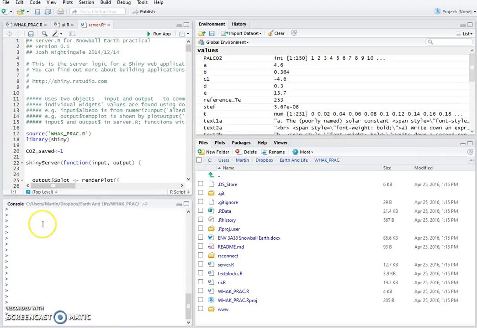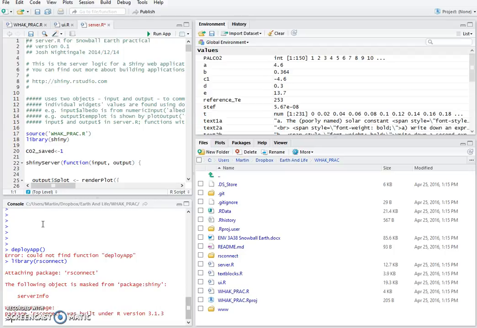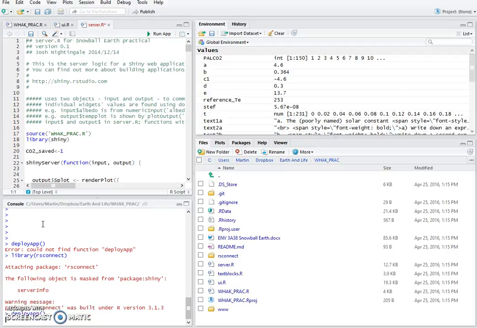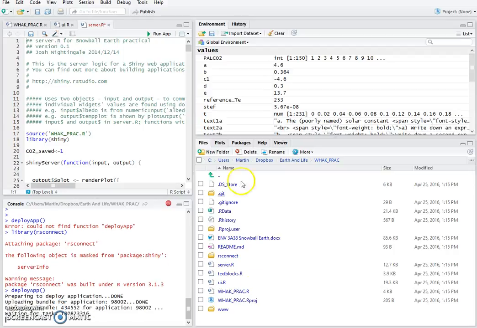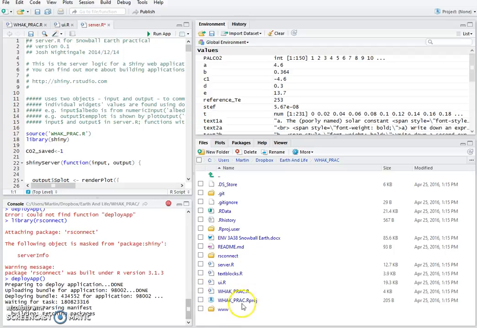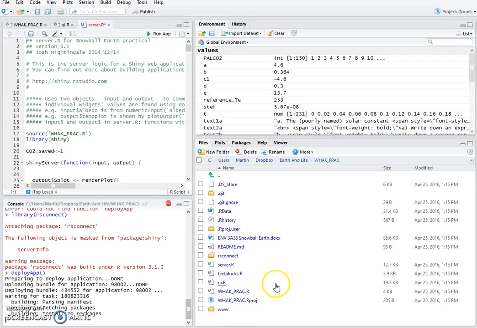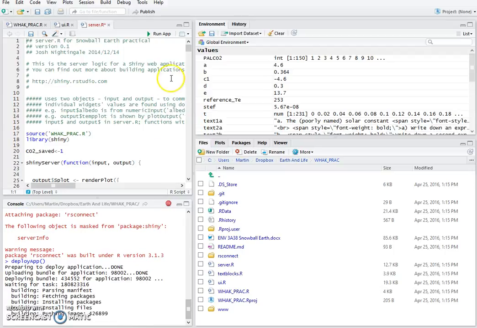And so now we simply run the command deploy app. So we need to call the library RStudio Connect, and then run deploy app. And it packages up all of those R files within the application directory, all of the ones that are required, meets all of the dependencies there might be for R, and uploads the latest version to shinyapps.io. So that's deployment to the web.